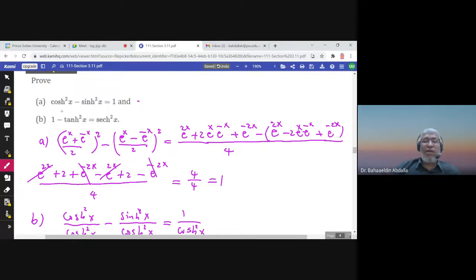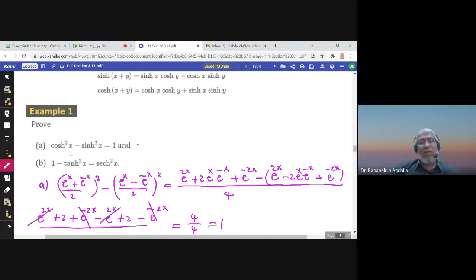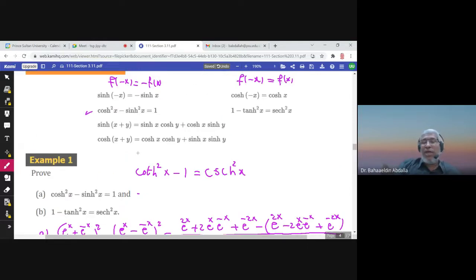Also, if you divide the two sides of A by sinh square, you will get cosh over sinh, that's the hyperbolic tan, and sinh over sinh would be 1, and 1 over sinh would be the hyperbolic cosecant. So we will have also this relation between the hyperbolic cotan and the hyperbolic cosecant.